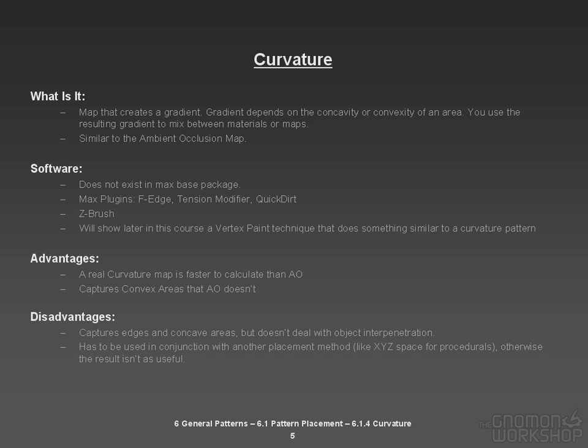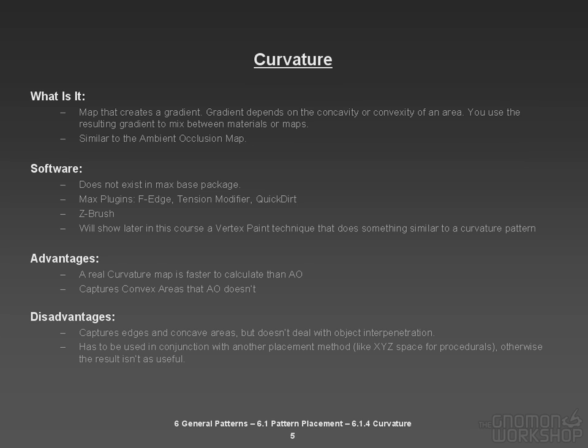Now, advantage-wise, a real curvature map is faster to calculate than ambient occlusion. It also captures the convex areas that ambient occlusion doesn't. So ambient occlusion will capture stuff that's concave, but it won't capture any of the stuff that's convex. So stuff that's pointing out won't be captured, and stuff that's pointing in will be captured, whereas the curvature shader will get both. But it does have some disadvantages.